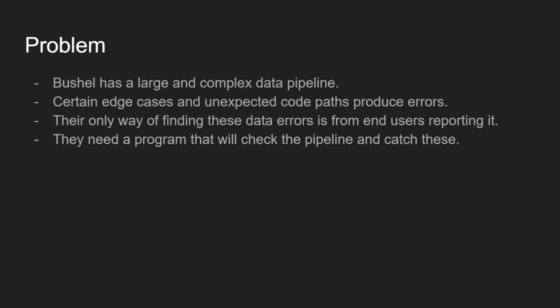So Bushel has a large and complex data pipeline. There are multiple different services and databases that handle and move the data to and from their apps. While going through this process, there can be certain edge cases or unexpected code paths that can produce errors in the data. These errors can either be unwanted changes made to the data or outright removal of some parts of the data. Currently, the only way we have to detect these errors is when they receive complaints about it from the customers.